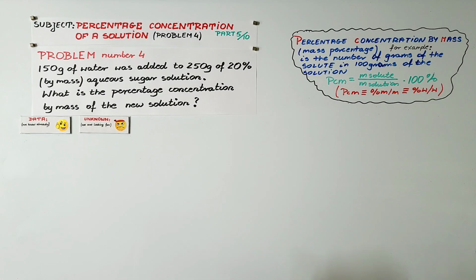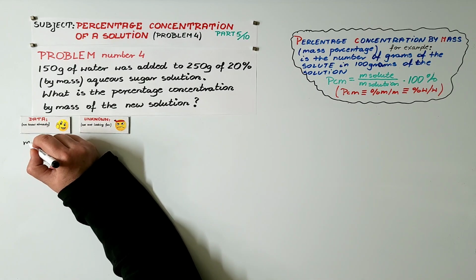Problem number 4. 150 grams of water was added to 250 grams of 20% by mass aqueous sugar solution. What is the percentage concentration by mass of the new solution? Let's start by writing down what we know and what we need to calculate in this problem.